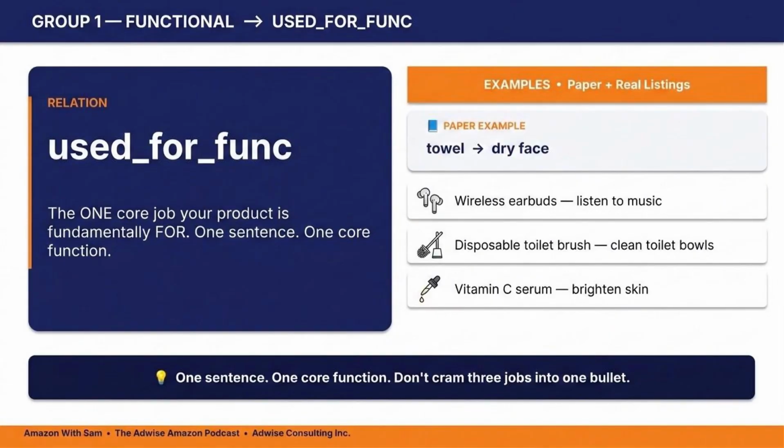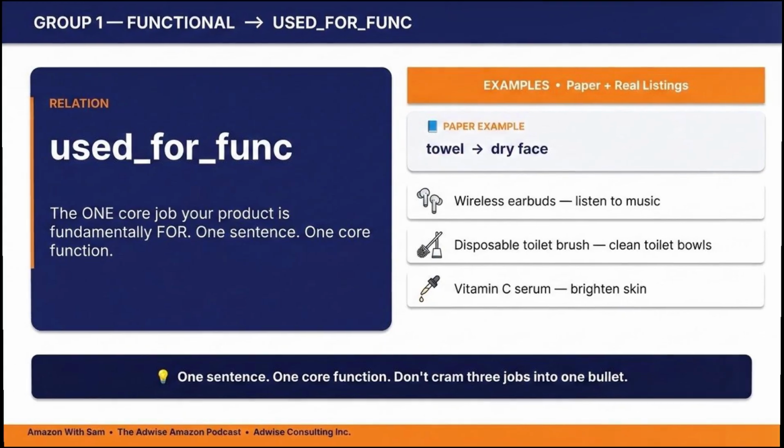The one core job. What is your product fundamentally for? Paper example. Towel used for func, dry face. Wireless earbuds used for func, listen to music. Disposable toilet brush used for func, clean toilet bowls. One sentence. One core function. Don't pile on capabilities.